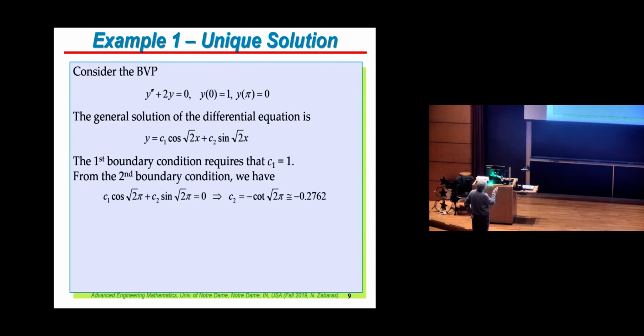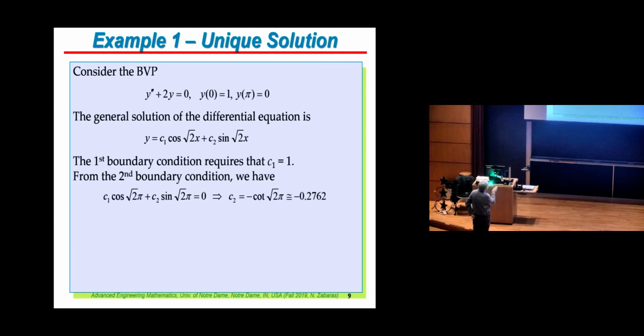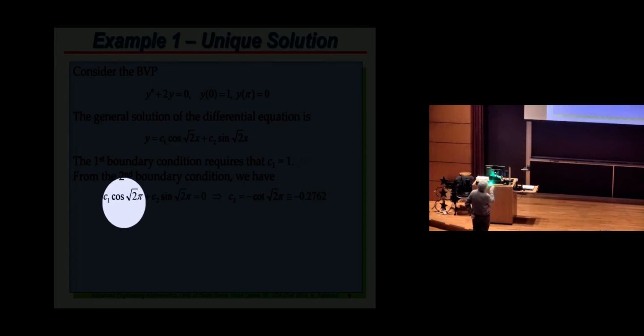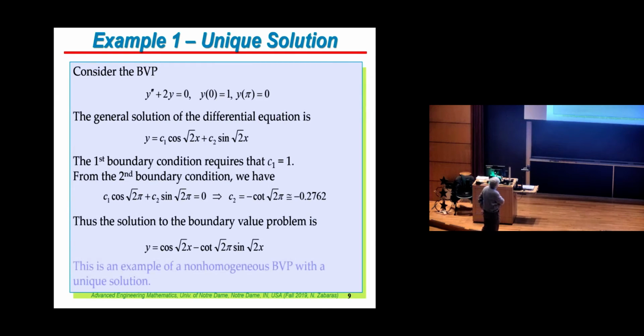If you plug it in, because of the square root of 2, there would be no cancellations here. So then you can solve that C2 is, all right, C1 is equal to 1, so cosine of this divided by sine with a minus sign will give you C2. So this problem has a unique solution, which is given by this nice formula. Okay? So that's our first boundary value problem. Nothing fancy, all right? It has a unique solution.